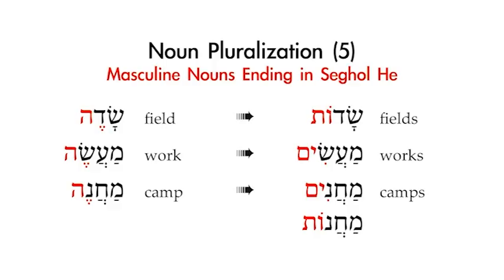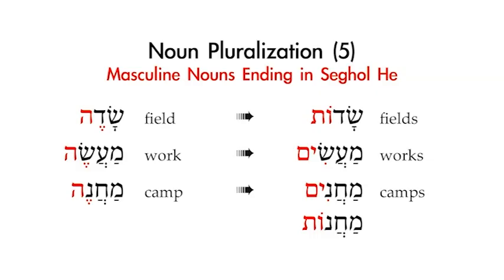The key thing here is, don't be caught off guard when you see a noun taking that dagesh forte in the plural. Our final category for noun pluralization comes with masculine nouns ending in segol hey. Now, the reason I want to mention this particular class of noun is that normally nouns that end in hey, particularly qamets hey, are feminine. But this is a particular noun that ends in segol hey, not qamets hey. Nouns that end in segol hey are masculine singular.